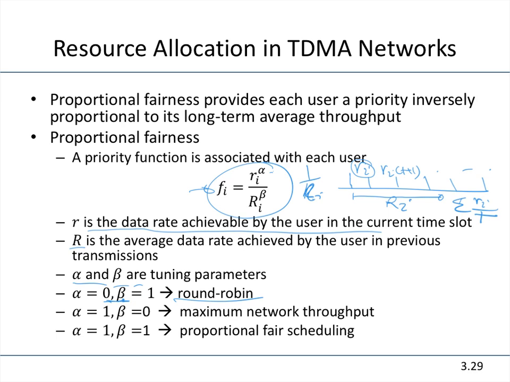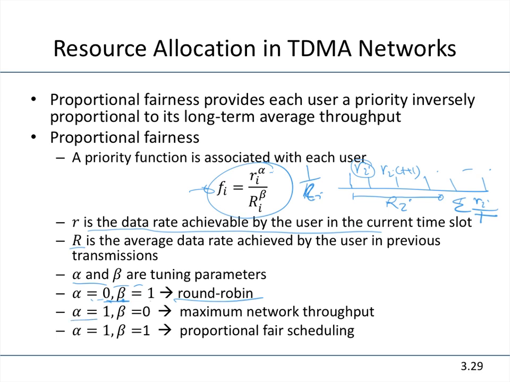That's what I need to do here. I need to only give the time slot to the users in such a way that 1 over Ri is maximum. So by controlling alpha to 0 and beta to 1, it's actually equivalent to round robin. Not exactly, but it's equivalent to round robin.